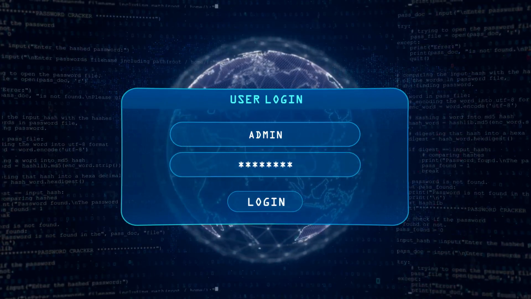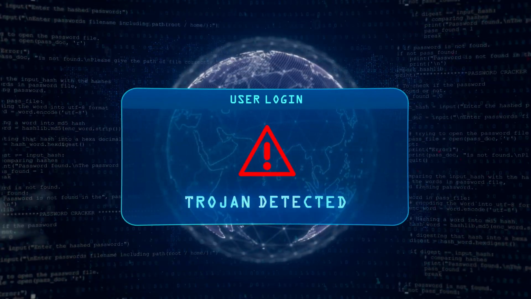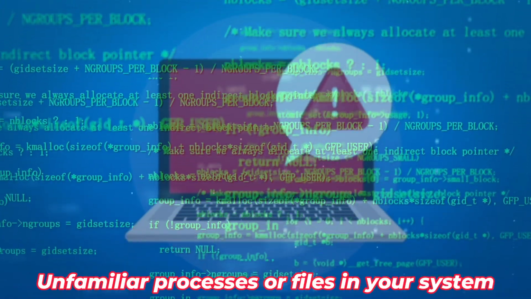Trojans. Trojans disguise themselves as legitimate programs, tricking users into downloading and executing them. Common indicators of a Trojan infection are unexpected system behavior, slow performance, and the presence of unfamiliar processes or files in your system.